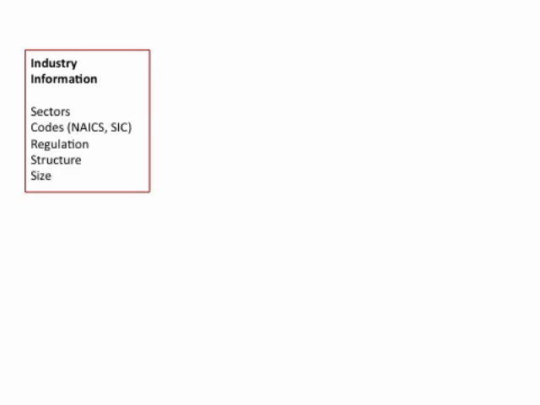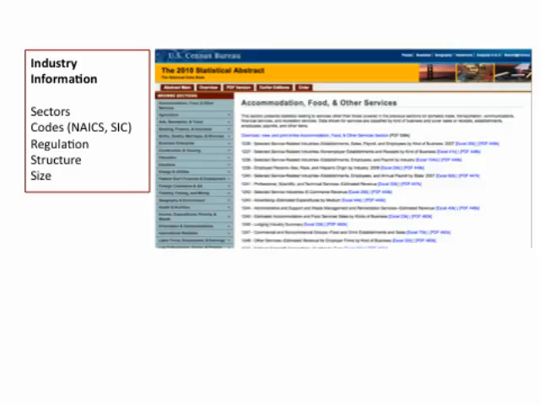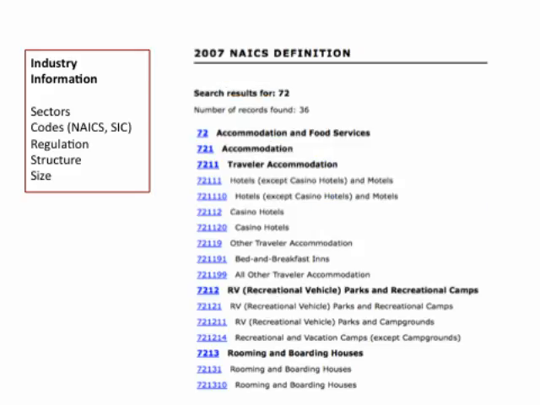The library buys, collects, and provides access to a lot of business information, and one of them is industry information. The government is a major producer of industry statistics and reports, and here's an example: the Statistical Abstract of the United States, which is published annually online. Many government publications are organized using industry classification systems like the SIC or NAICS codes.